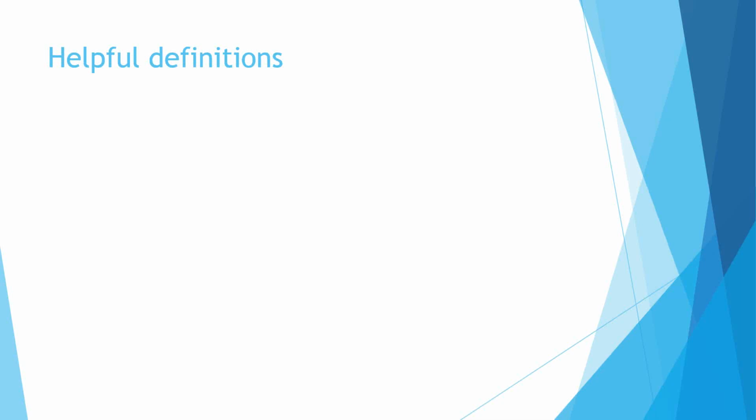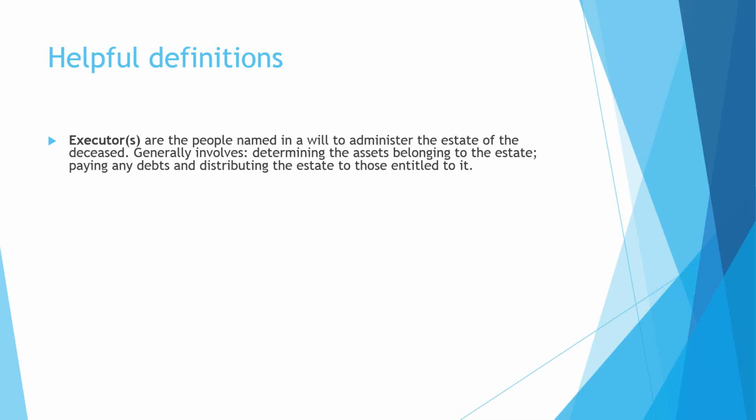We're going to look at some helpful definitions just because they're words that come up when you're dealing with probate packets and other associated records. The first is the executor. The executor's the person, or the people, named in the will to administer the estate of the deceased. So that's the person that the deceased person trusts to carry out their wishes. They have to determine what belongs to that estate, they pay any debts, and then they distribute the estate to those entitled to it.